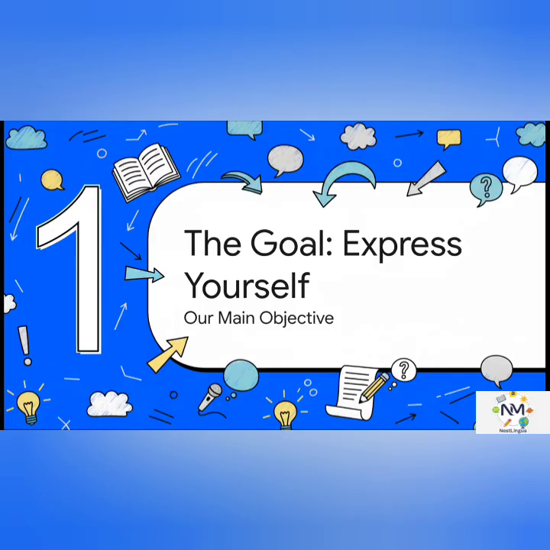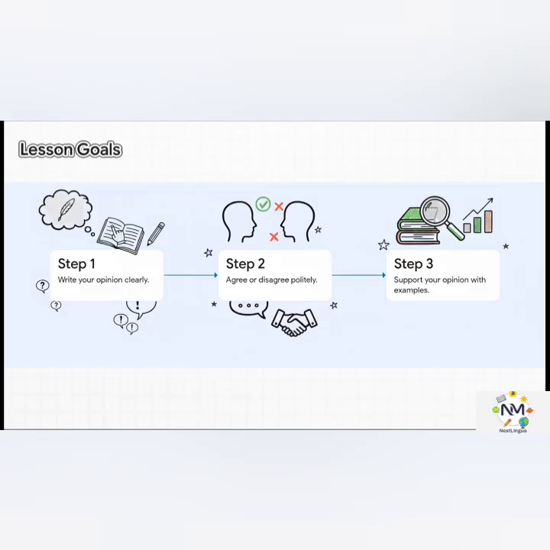All right, first up, let's talk about the main goal here, learning how to express yourself. By the time we're done here, you'll be able to do these 3 key things. First, you'll know how to write your opinion so everyone understands it. Second, you'll be able to agree or disagree in a way that's polite and respectful. And third, you'll learn how to support your opinion with solid examples.